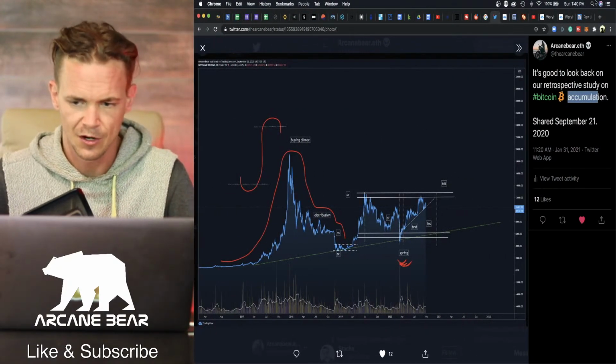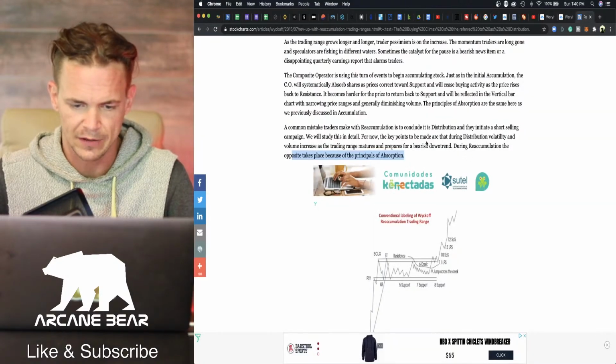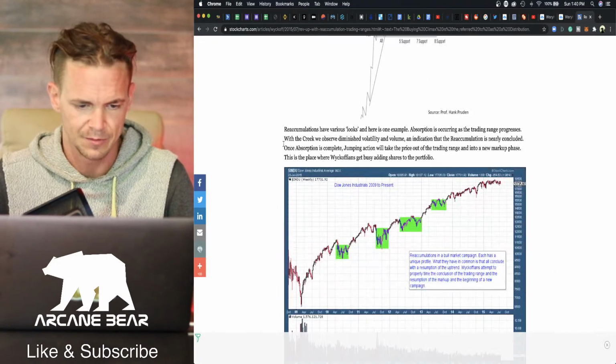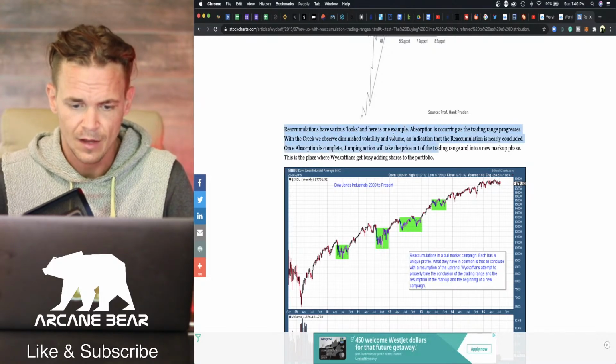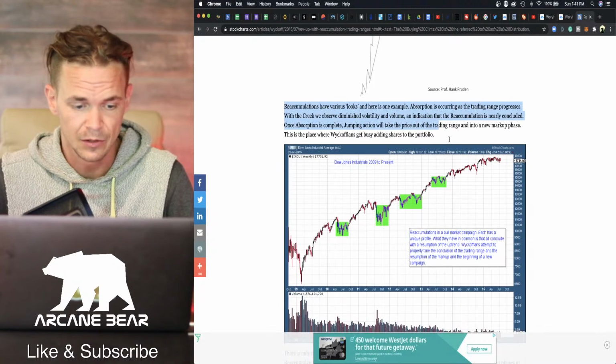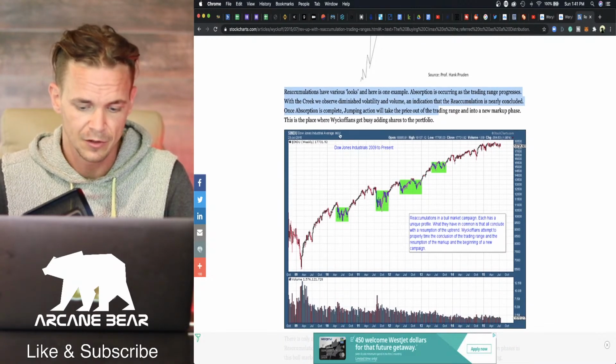We're seeing the large composite operators try to shake out the weaker hands and convince them that it's distribution. So reaccumulations have various looks, and here's one example. Absorption is occurring as the trading range progresses. With the creek, we observe diminished volatility and volume, an indication that the reaccumulation is nearly concluded. Once absorption is complete, the jump across the creek will take place.